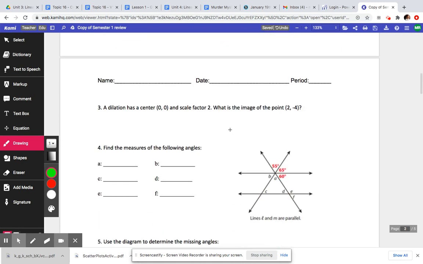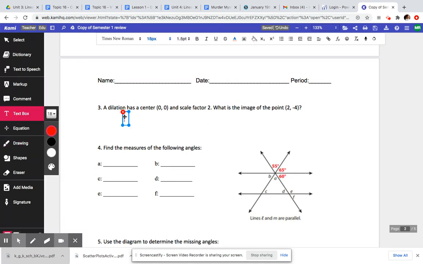All right, 3. A dilation has a center of 0, 0, and a scale factor of 2. Whatever your scale factor is, you're going to multiply it to your given point. So what is the image of the point (2, -4)? All we do for these is take our x, which is 2, and multiply it, so let's do parentheses because we're doing multiplication. Multiply it by the scale factor, which is 2. So 2 times 2 is 4. So our new x is 4.